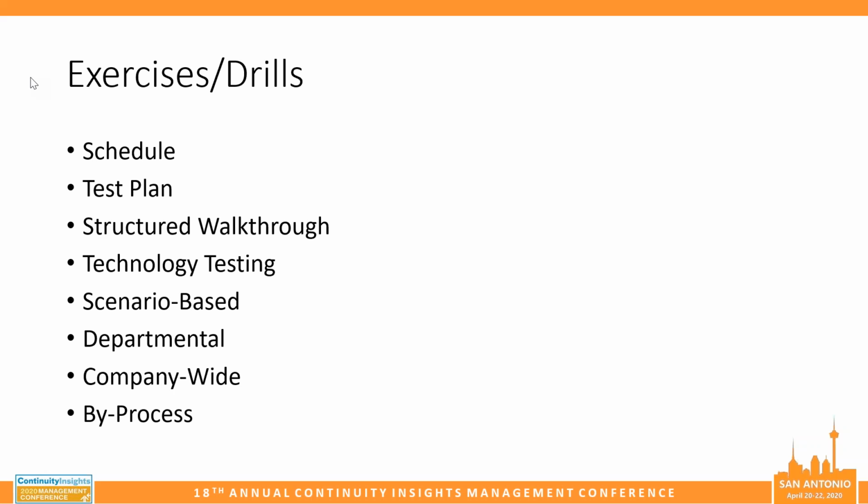Again, the exercise could be departmental, it could be company-wide or by process. As I stated earlier, it could be the payroll department, it could be the facilities team, it could be a sales team. They could host it as a part of their departmental meeting, or it could be led by the business continuity team. So it's important to educate and train on what this means.